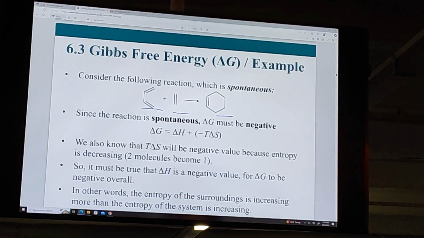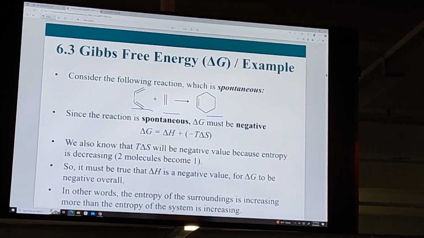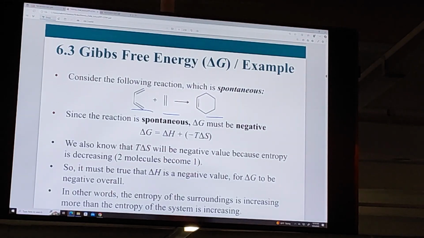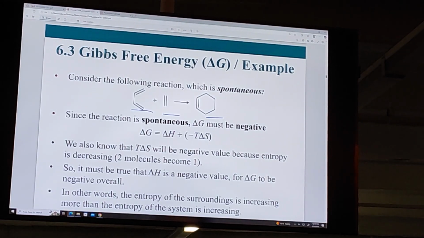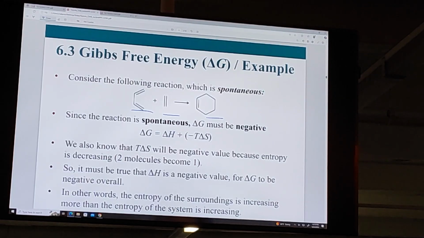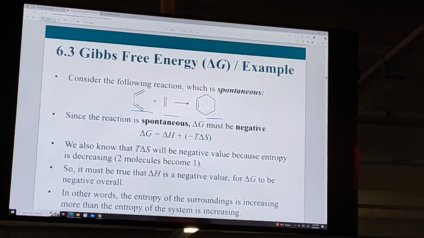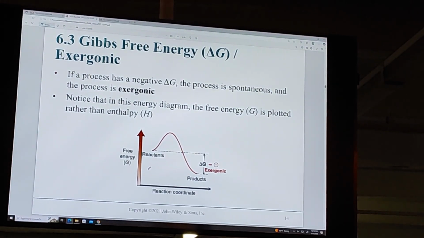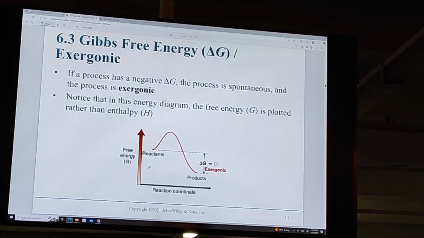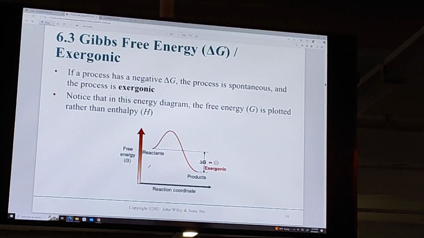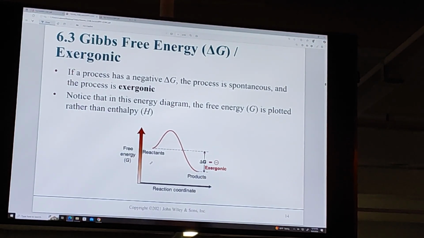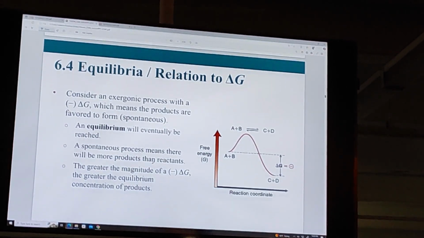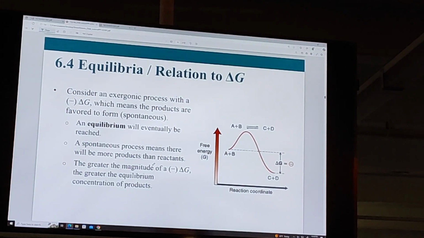Now think about this reaction. This reaction actually proceeds because delta G is negative, but did the entropy increase or decrease? It decreased because we went from two molecules to one and less freedom, but the enthalpy is favorable. So when delta G is negative, the reaction is said to be favored and it's exergonic, you want to remember that. And when it's the opposite, it's endergonic. These are the same kind of nomenclature they use for exothermic and endothermic.